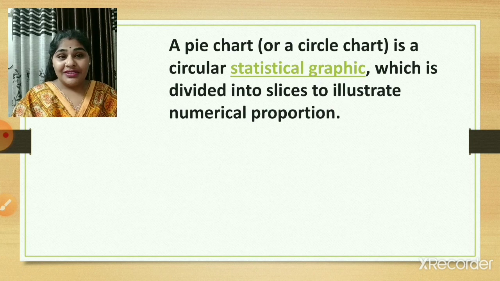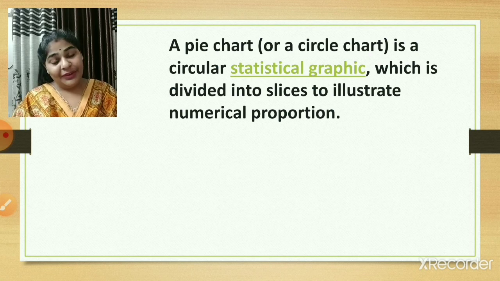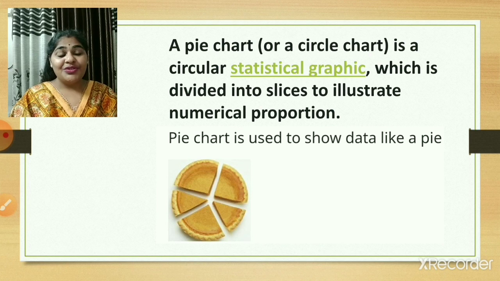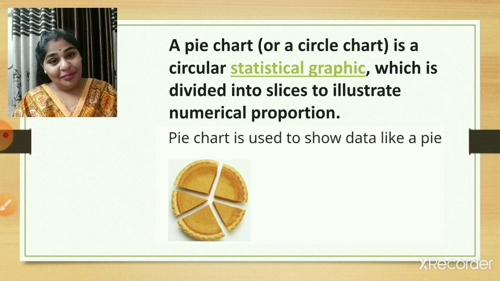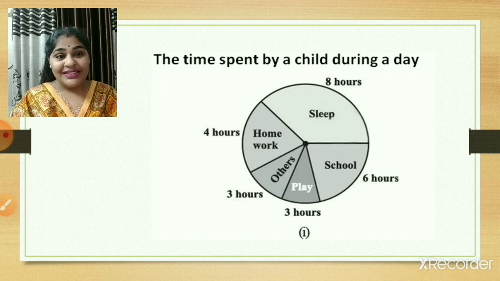So this is the pie chart, and it is also known as a circle chart or circle graph. It is a circular statistical graphic which is divided into slices to illustrate numerical proportion. So a pie chart is used to show data like a pie. Next one. Here is one more example of how to read a pie chart.